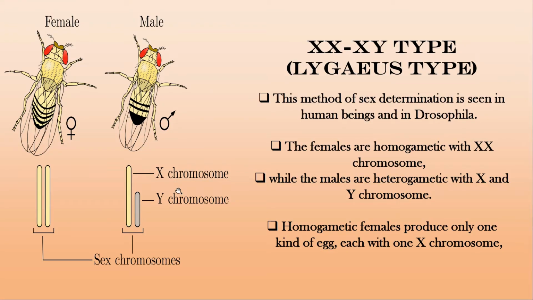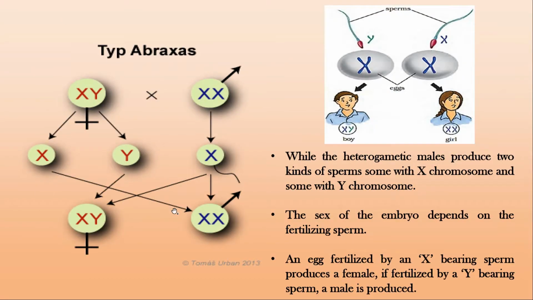Next heterogametic male type is XX-XY type or Lygaeus type, and this method of sex determination is seen in human beings and Drosophila. The females are homogametic with the XX chromosome, while the males are heterogametic with the XY chromosome. Homogametic females can produce only one kind of egg with an X chromosome in it, whereas the males can produce two types of sperms with the X and Y chromosome in it.